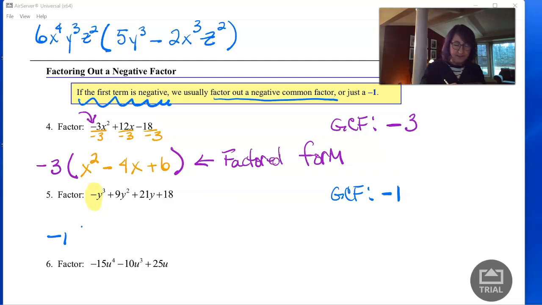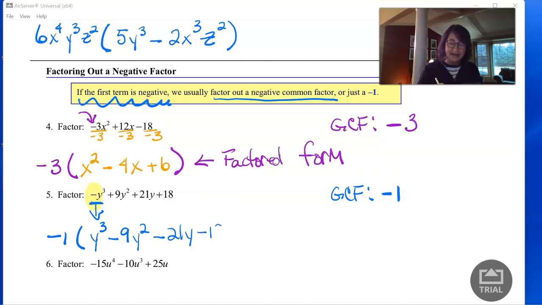Well, here's a cool thing. When you are factoring out a negative GCF, all it does is flip the sign of every one of your terms. So this negative y cubed becomes a positive y cubed. I said y squared, but I meant y cubed. That positive 9y squared becomes a negative 9y squared. Then I've got a minus 21y and a minus 18.